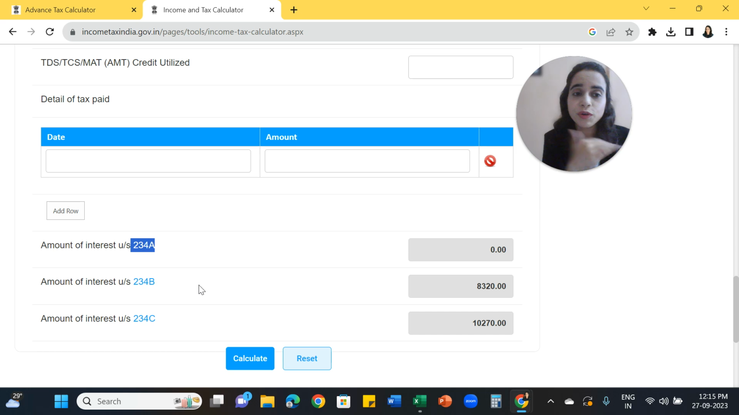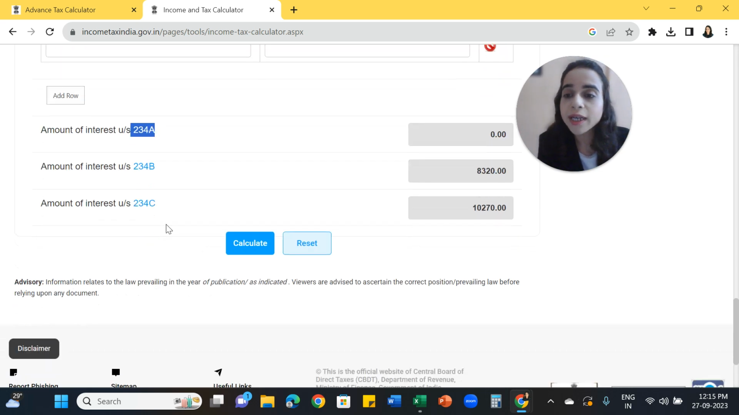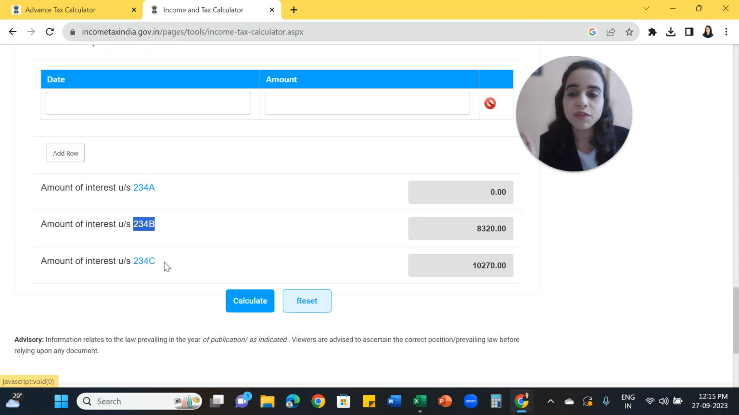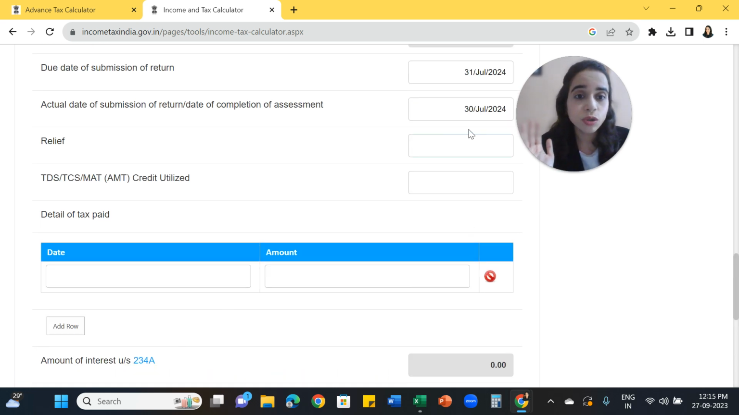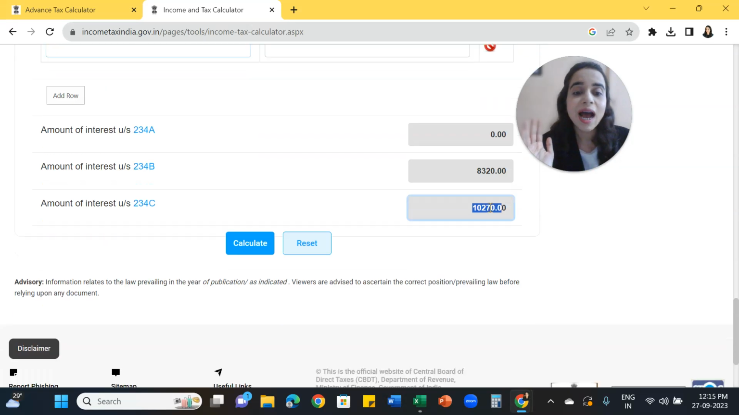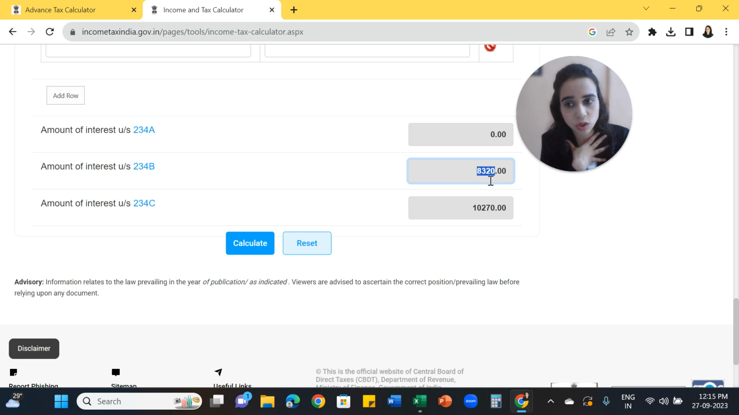But 234A has no concern with advance tax liability. It is concerned with whether you're filing the return on time or not. And then on the entire tax, it will make you liable to pay 1% per month. Now, for advance tax, 234B and C are charged. So you can see I am paying around 18,000 rupees in interest. That's too much, right? On 2,08,000 tax, I am paying 10,000 and 8,000 here. So the total interest I am liable to pay is 18,000.